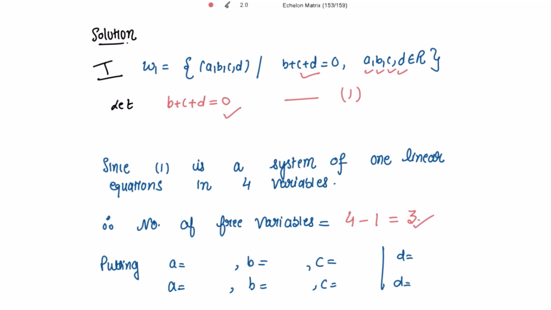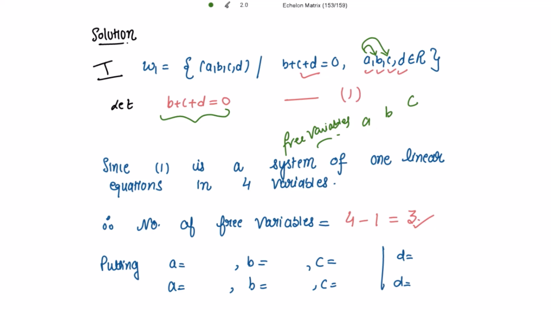Now which free variables do we need to choose? In this equation, A is not there, right? So let's choose A, and along with A we are choosing B and C. So we have chosen the free variables to be A, B and C. Now we need to give them some values, and according to that we need to find the value for the fourth variable, that is D, right? So how to give them the values?